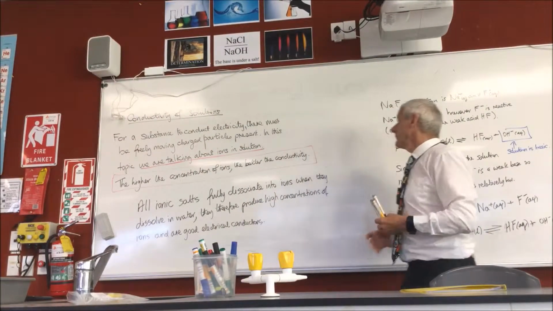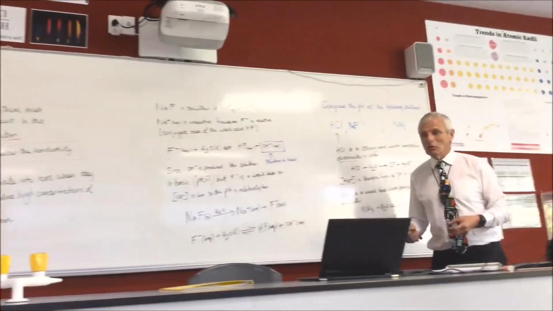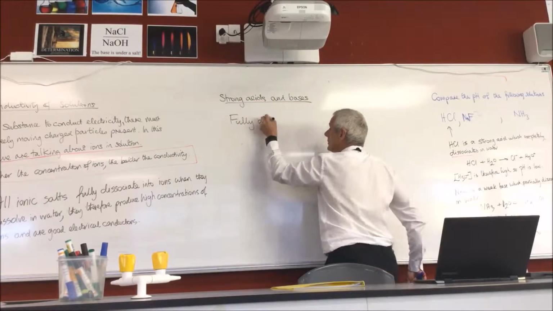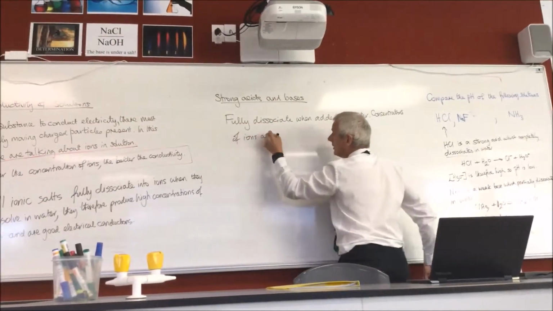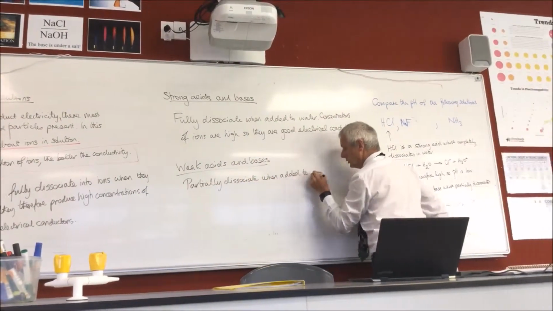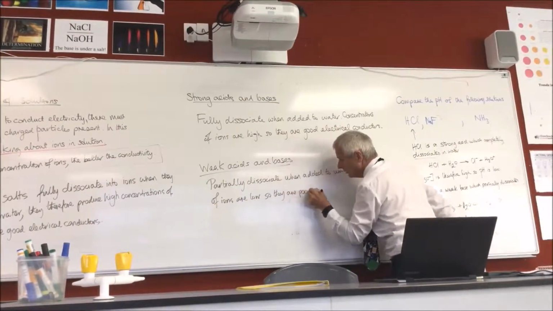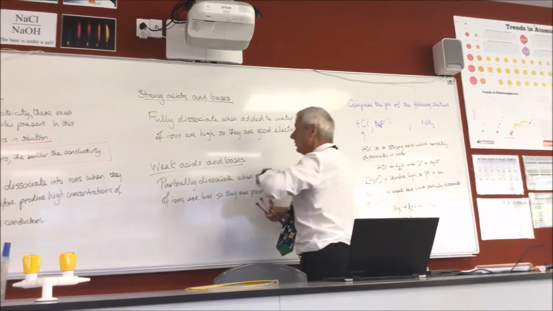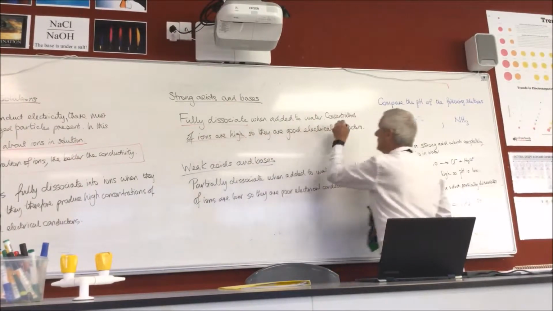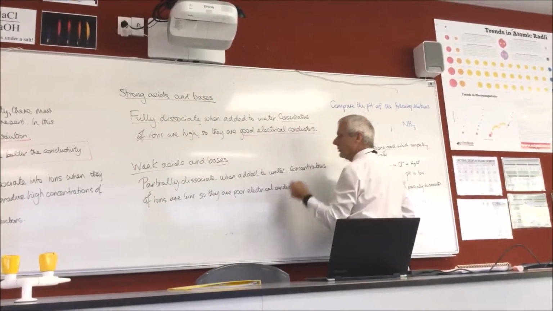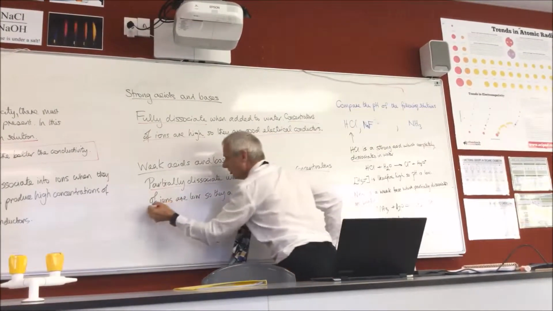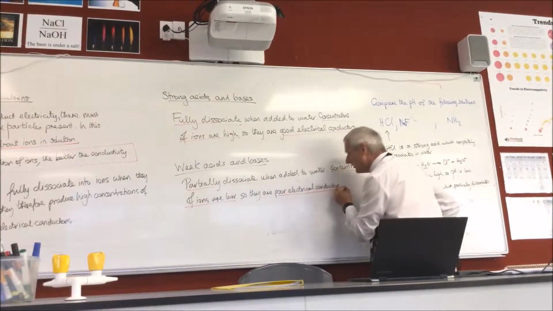Next, we need to look at strong acids and bases. All important words: fully dissociate. Concentrations of ions are high. Good electrical conductors. Partially dissociate. Concentrations of ions are low. So they are poor electrical conductors.